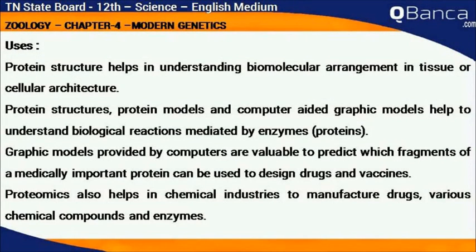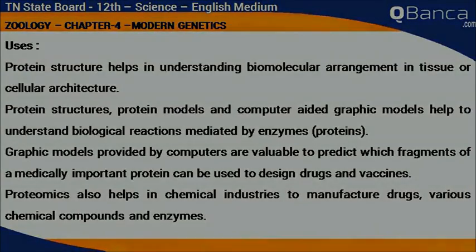Uses. Protein structure helps in understanding biomolecular arrangement in tissue or cellular architecture. Protein structures, protein models, and computer-aided graphic models help us to understand biological reactions mediated by enzymes. Graphic models provided by computers are valuable to predict which fragments of a medically important protein can be used to design drugs and vaccines. Proteomics also helps in chemical industries to manufacture drugs, various chemical compounds, and enzymes.